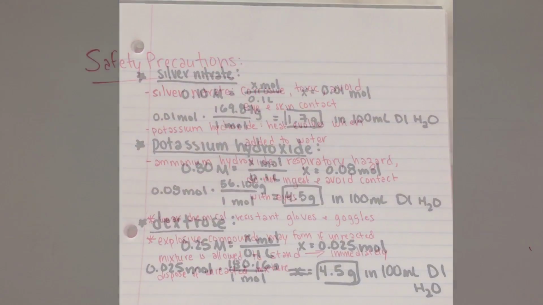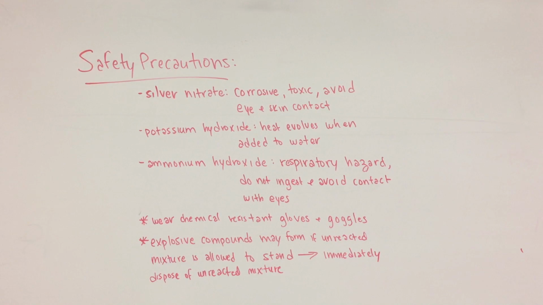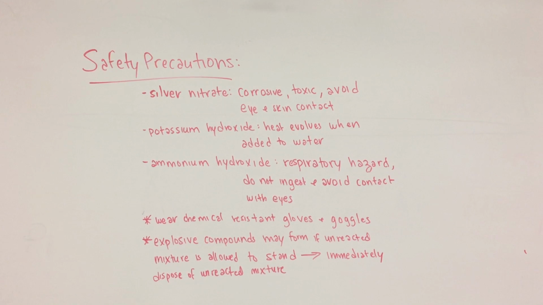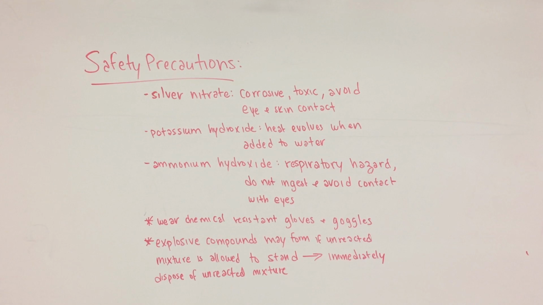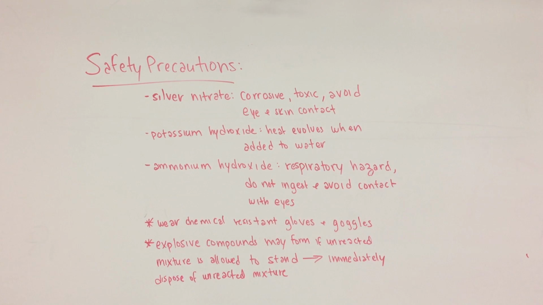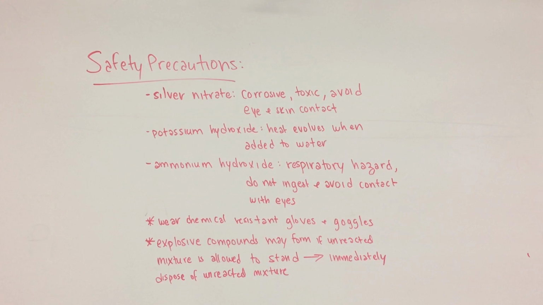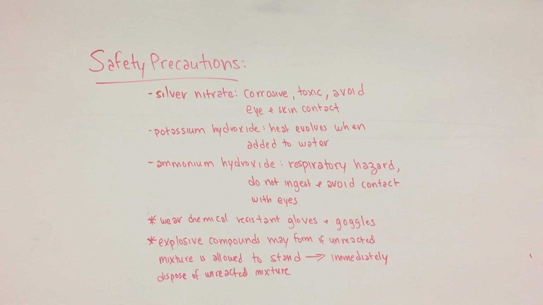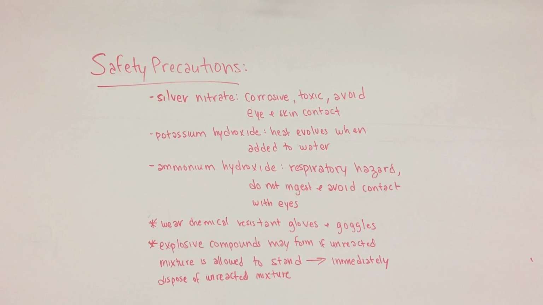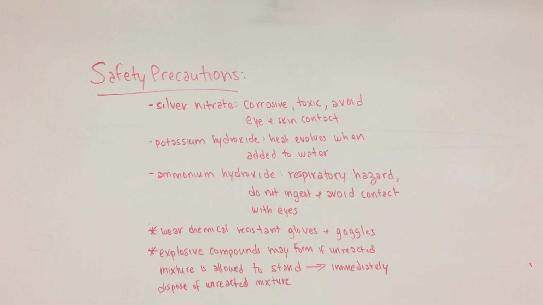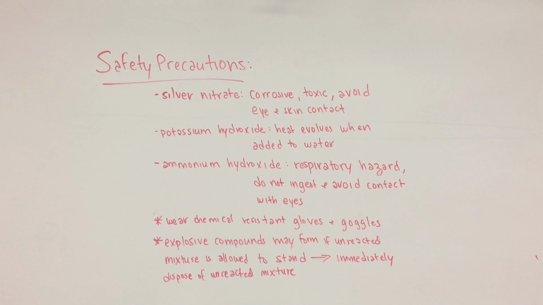Finally, before we begin, there are some safety precautions to take note of before conducting the experiment. Silver nitrate, potassium hydroxide, and ammonium hydroxide are all some type of eye, skin, or respiratory irritant. Do not ingest and avoid contact with eyes when using any of these chemicals. To ensure this, wear chemical-resistant gloves and goggles, and after this experiment is conducted, make sure to immediately dispose of the unreacted mixture, as explosive compounds may form if allowed to heat and stand.